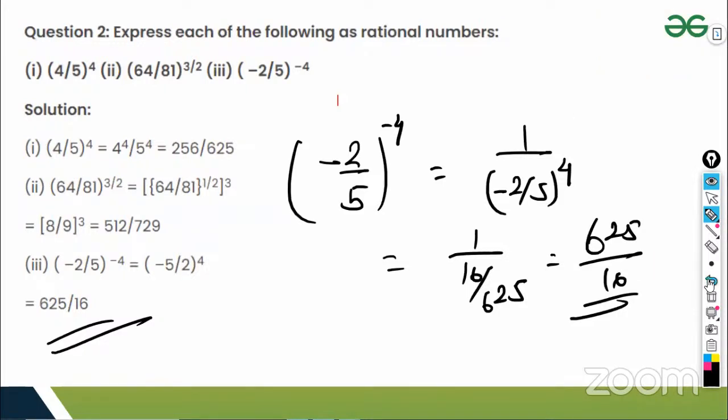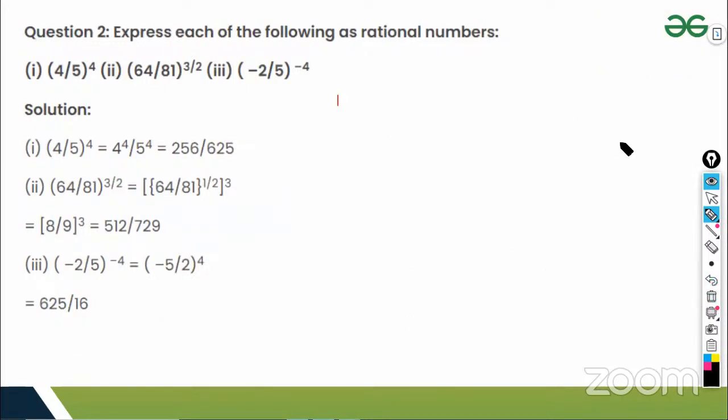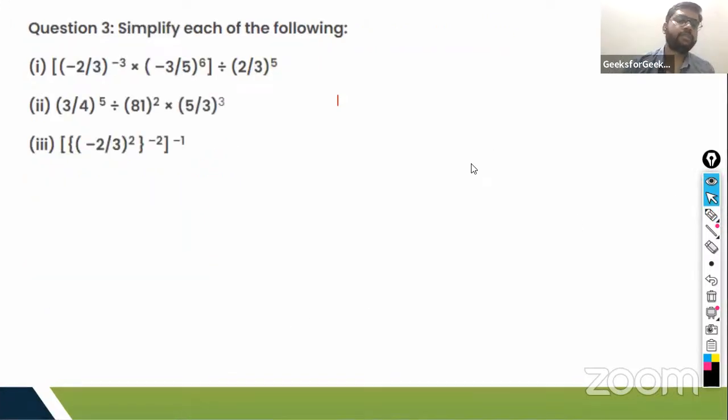ठीक है, Yes, sir. ठीक है. Okay, थोड़ा सा next question की तरफ बढ़ते हैं. Okay, this one, simplify this one. Take at least 3 4 minutes time, then solve.